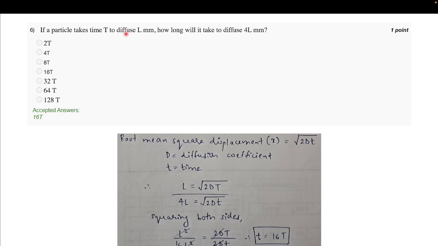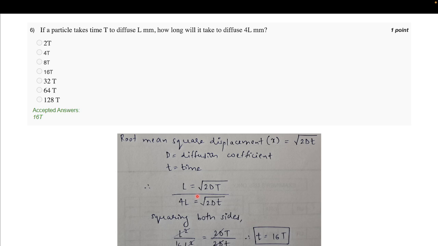This is the same molecule that we are discussing. Your diffusion coefficient is an inherent property of your molecule, so that is not going to change here because it is the same particle. All you have to do is put these values into this formula. Let's say first you have been given that to diffuse L mm it is going to take t time. So you write L is equal to root 2Dt, and next we have been asked that if it now needs to diffuse 4L, that is 4 times the previous distance, how long is it going to take? If you put all these values here and solve this, the answer is 16t. That is 16 times the time in the previous case.